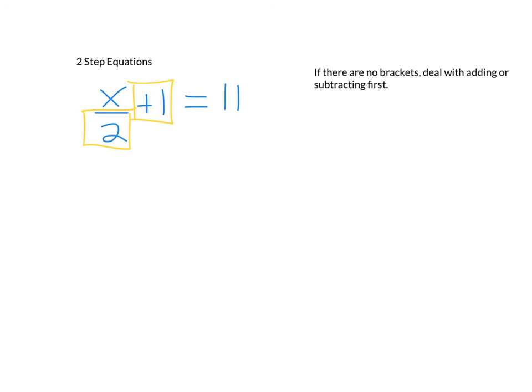So, to begin, we are going to have to use our opposite operation to adding, which we know is subtracting. This means we will subtract 1 and subtract 1, allowing us to cancel out the 1's. This leaves us with x over 2, and on the other side, 11 take away 1 gives us 10.